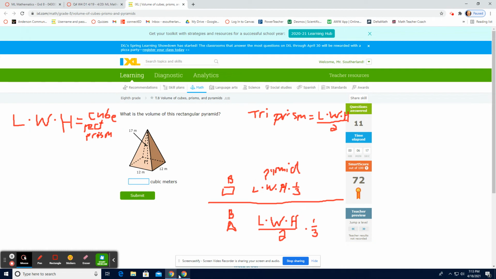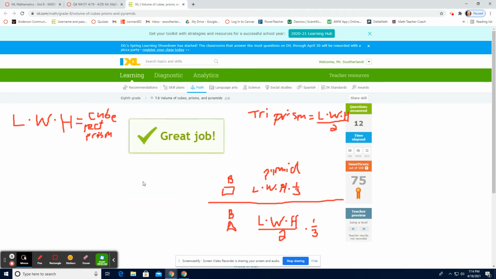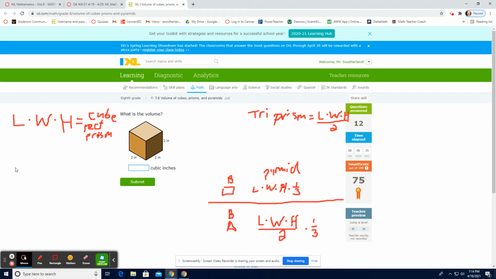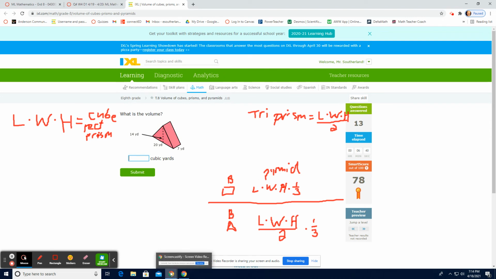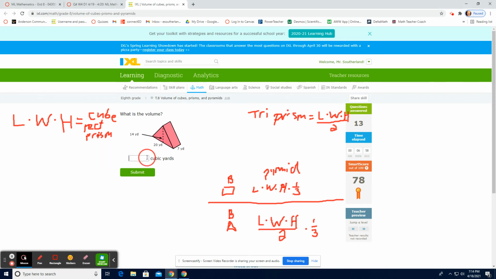12 times 12 times 17 times 1/3, 816. 2 times 2 times 2, so this is going to be 8. 14 times 20 times 7. And then this is a prism, so it's going to be divided by 2. It's this one up here. So 14 times 20 times 7 divided by 2, 980.